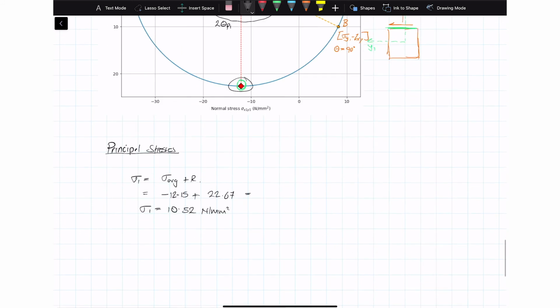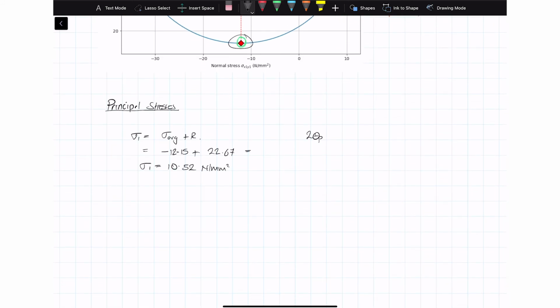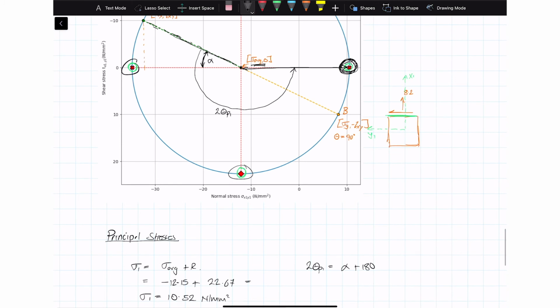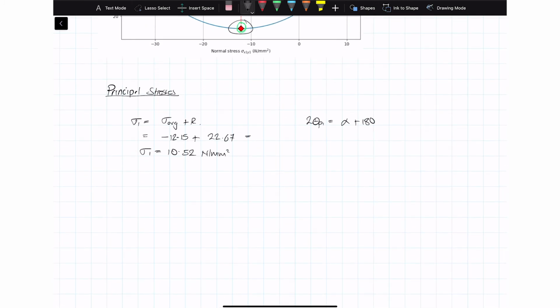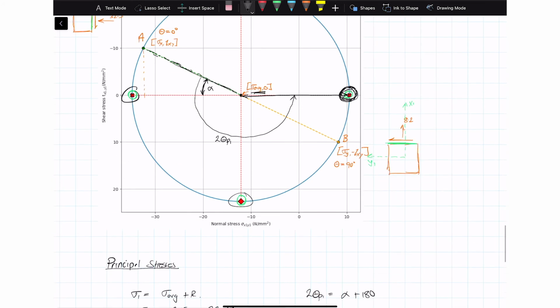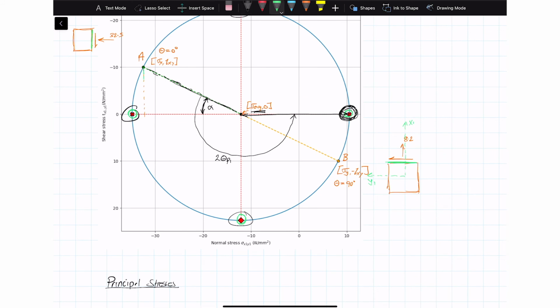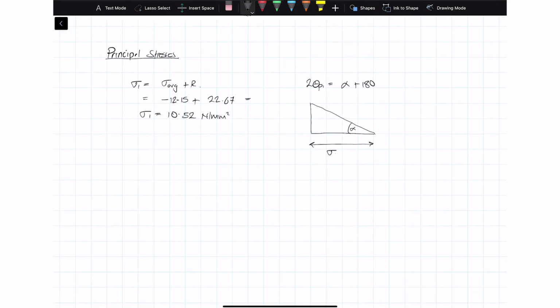All right then. So, in order to work out theta P1, I'm going to say that 2 times theta P1 is going to equal whatever alpha works out to be plus 180, right? So you've got your 180 degrees plus alpha. Okay, so I just need to work out alpha, which I can do fairly easily. So if I just construct a right angle triangle with the angle in here being alpha, well then this horizontal distance here is just sigma x minus sigma average.